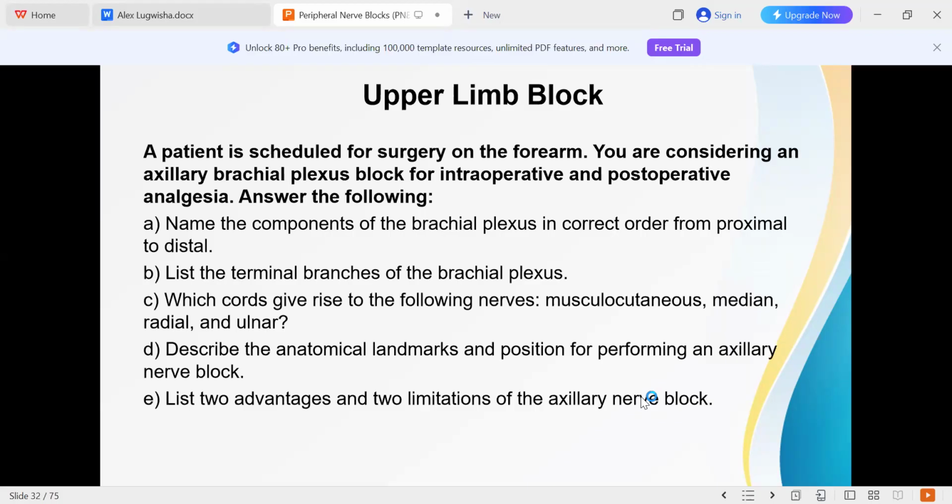So let's see who will make an attempt. Frank answered that first question, so let's see who will help us with this one. A patient is scheduled for surgery on the forearm. As the anesthetist, you are considering an axillary brachial plexus block for both intraoperative and postoperative analgesia. Number one, name the components of the brachial plexus in correct order from proximal to distal. Anyone?